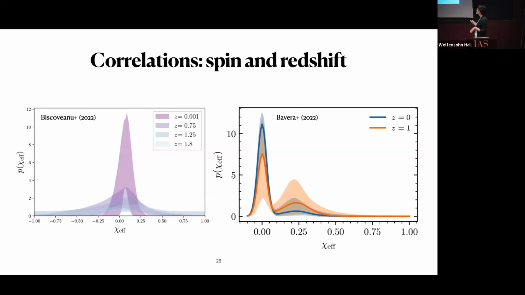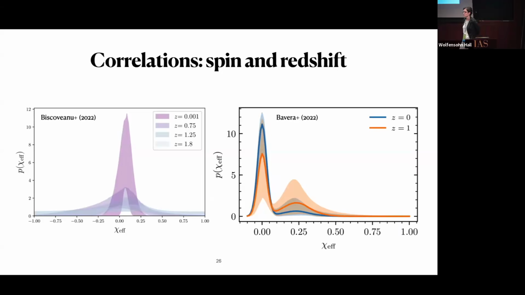This is from a paper we did led by Simone Bavera, where this is a very specific physics-inspired model. And we didn't conclusively find the same thing, but we found hints that maybe there were larger chi-effective preferentially at higher redshift than lower redshift.